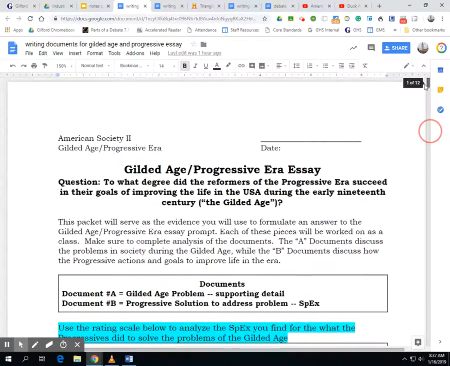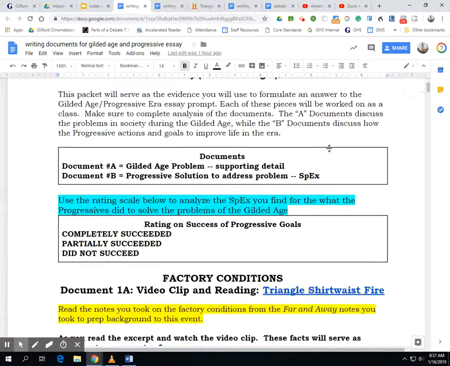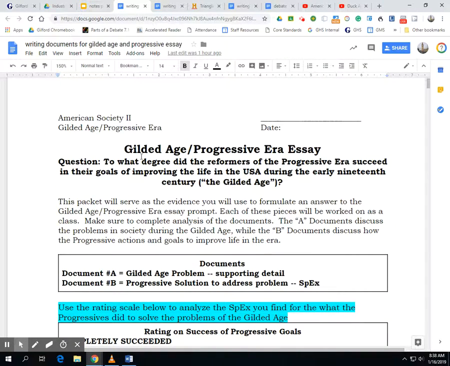I hope this helps with the document analysis. These documents are crucial to being able to successfully complete your essay. And like I said, we'll work through the first one together to give you a perception of what it is I'm looking for. This is going to be a large grade, so you want to make sure you completely understand what it is you're expected to do. Good luck.